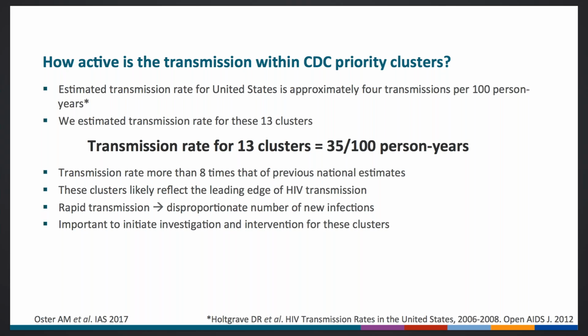per 100 person years. So this is more than 8 times that of previous national estimates, and really indicates that these clusters likely reflect the leading edge of HIV transmission. And this kind of rapid transmission likely leads to a disproportionate number of new infections, and really indicates that it's important to initiate investigation and intervention for these clusters. Next slide.